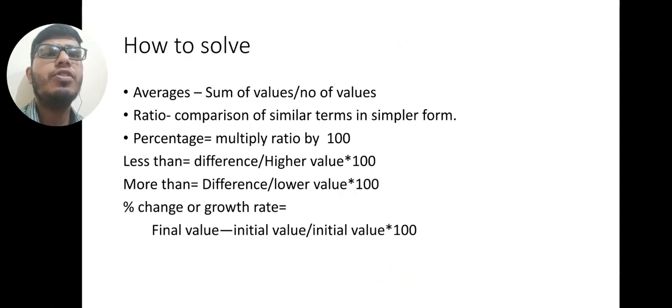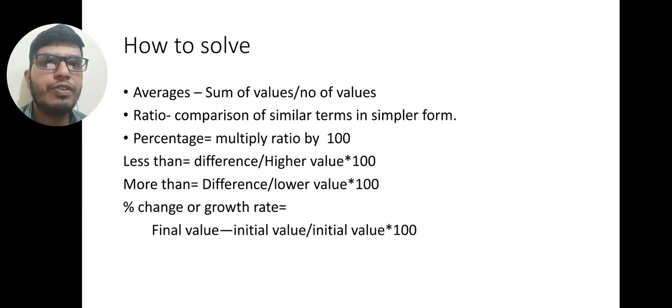Okay, let's understand how to solve this type of problem. Averages, we know, is sum of the values divided by the number of values, n. Ratio is a comparison of similar terms in a simpler form. Percentage is multiplication of 100 to the ratio. If they have asked a less than question, it's difference divided by higher value into 100. If they have asked a more than question, it is difference divided by lower value into 100. Percentage change or growth rate is final value minus initial value divided by initial value into 100.